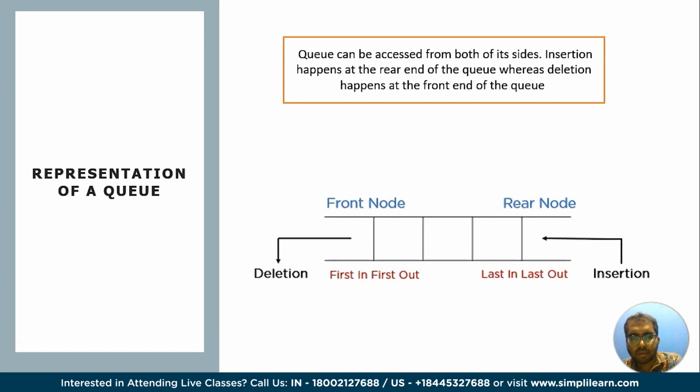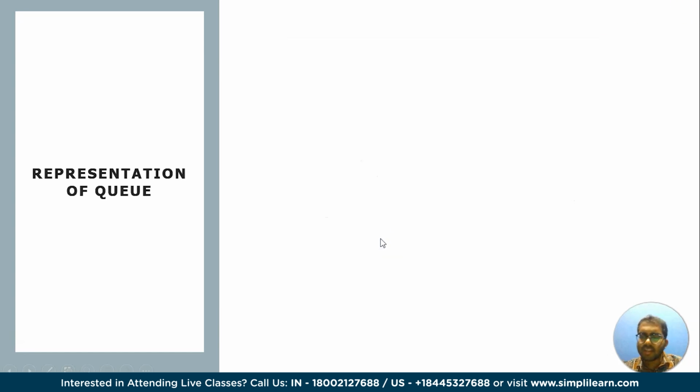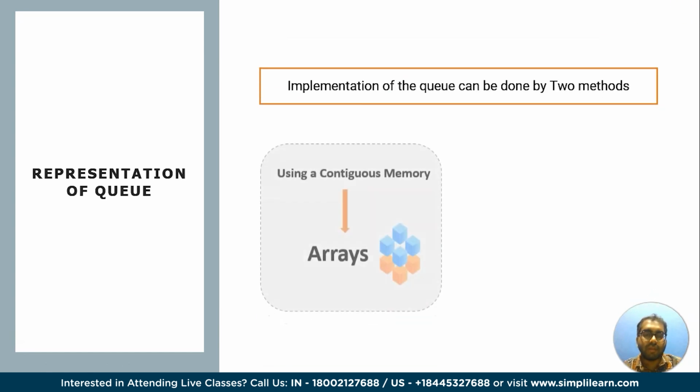So once the first element reaches the front node, the deletion will happen at the front of the queue, and the insertion will continue to happen at the rear end of the queue. So this is how basically a queue is represented, and I hope you understood this. So let us now move ahead and see how we can implement a queue.